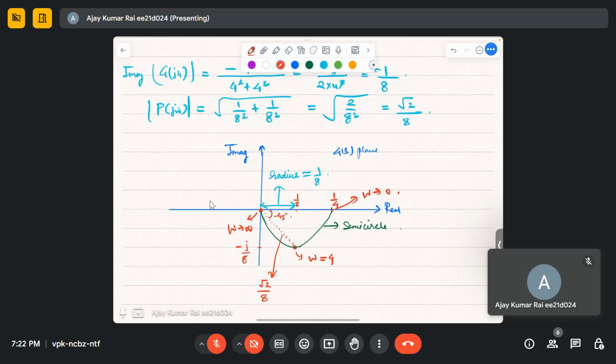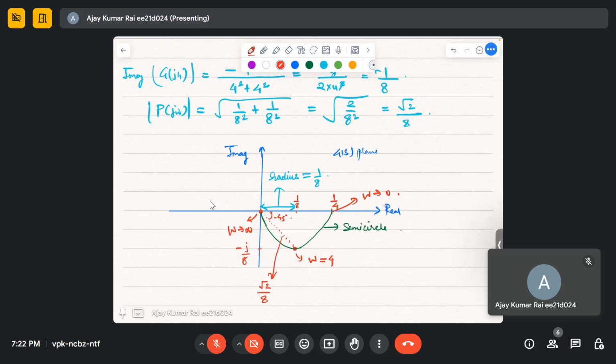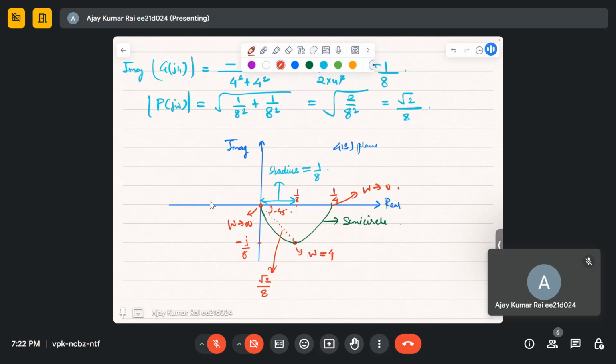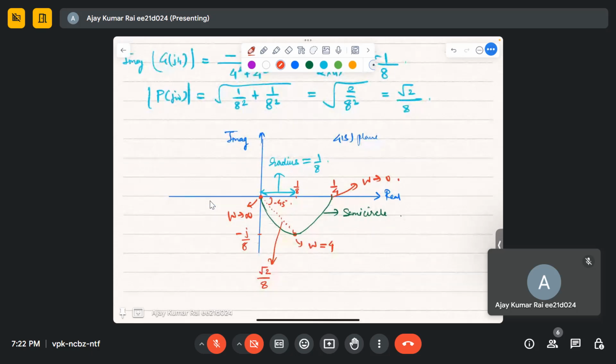By just calculating the values at 3 omegas, we are able to capture the image of the Nyquist plot. So any doubt in this question, how we got to this Nyquist plot, and other things we're not getting?